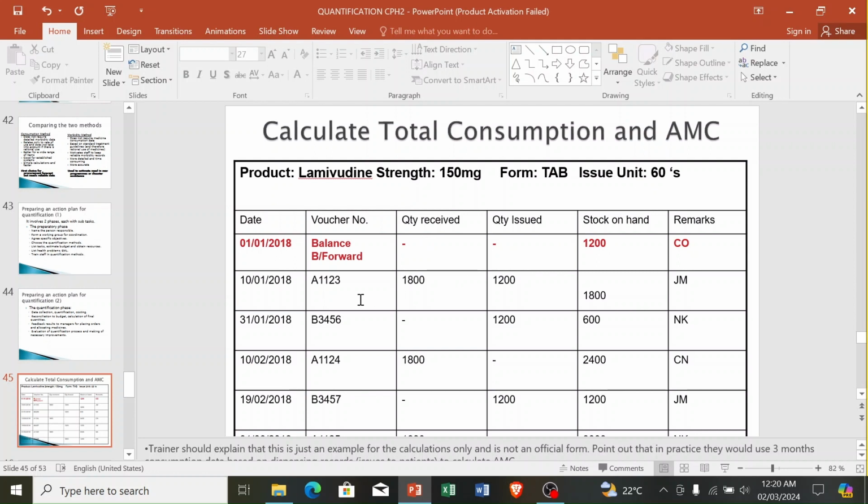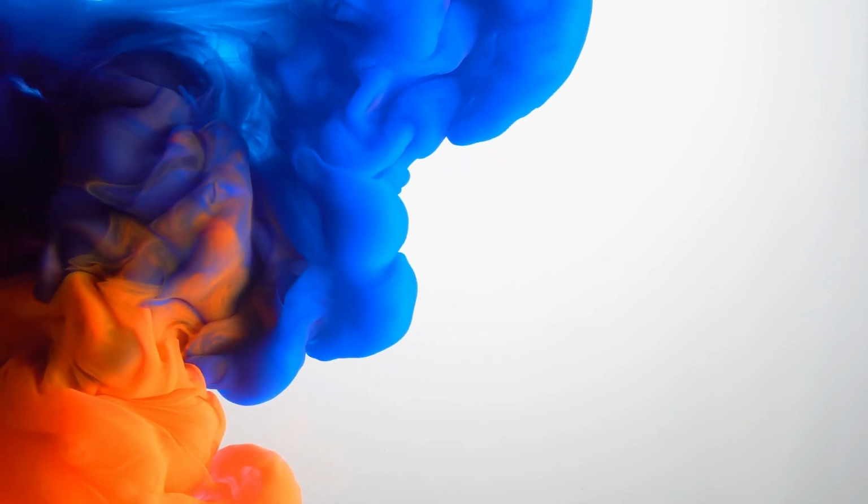This is an illustration of how a stock card looks. However, we shall look at the stock card in another lecture and see how we can work on it, not today.